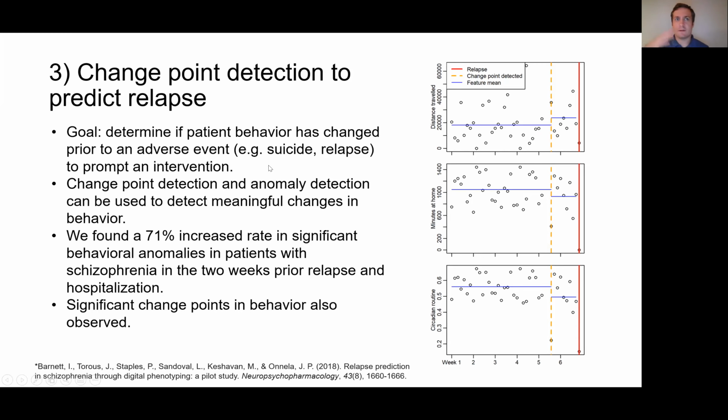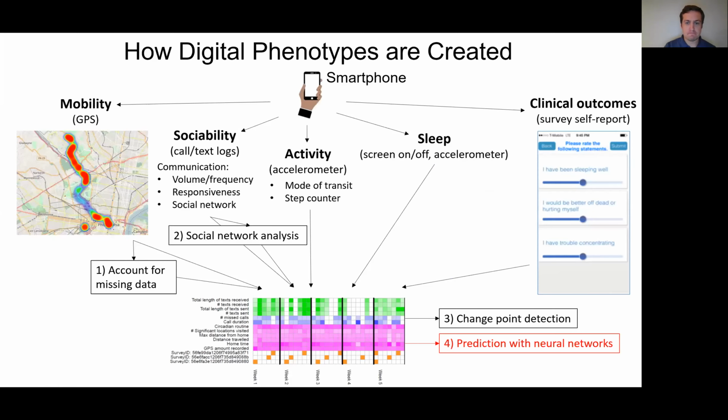So, this has immediate implications for things like interventions, etc. I'll also talk about more directly predicting clinical outcomes using this feature matrix.